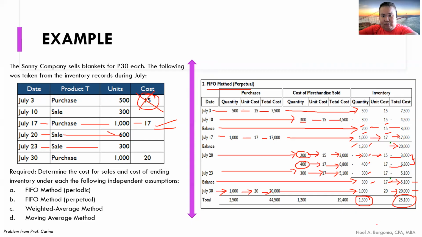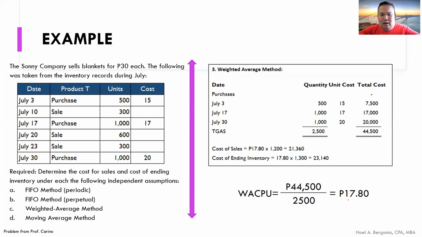So eventually, napansin niyo parehas lang sila ni FIFO periodic kasi nabanggit ko kanina that FIFO periodic and FIFO perpetual have the same amounts of ending and cost of goods sold. Okay? So for the cost of goods sold naman, you just simply add lahat ng total costs under the columns of cost of merchandise sold. Okay? So 4,500, 3,000, 6,800, and 5,100. So that's a total of 19,400, which we have sold under 1,200 units. Okay? So that's our FIFO perpetual. So again, if you do have any questions, please key in your questions to our chat box. Okay? So next will be the weighted average.